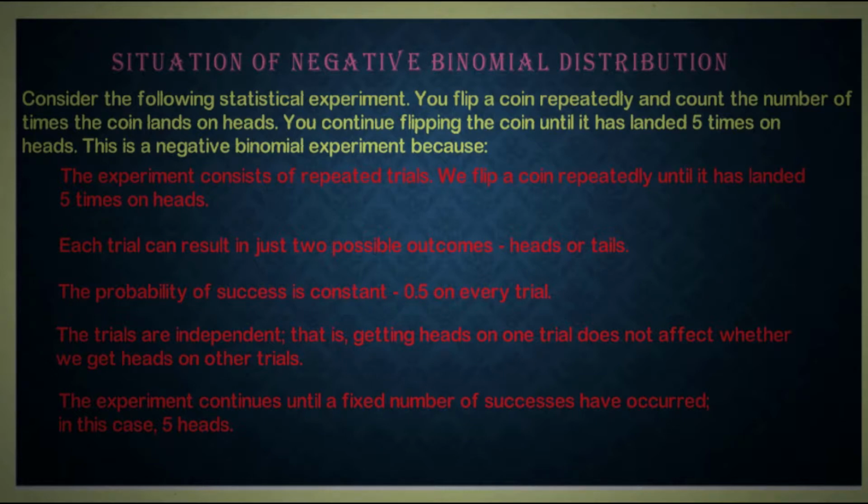Then, each trial can result in just 2 possible outcomes, which are heads or tails, meaning that we can get a success or a failure. Then the probability of success is constant, which is 0.5 on every trial. The trials are independent, that is, getting heads on one trial does not affect whether we get heads on other trials. And last but not least, the experiment continues until a fixed number of successes have occurred, in this case 5 heads.